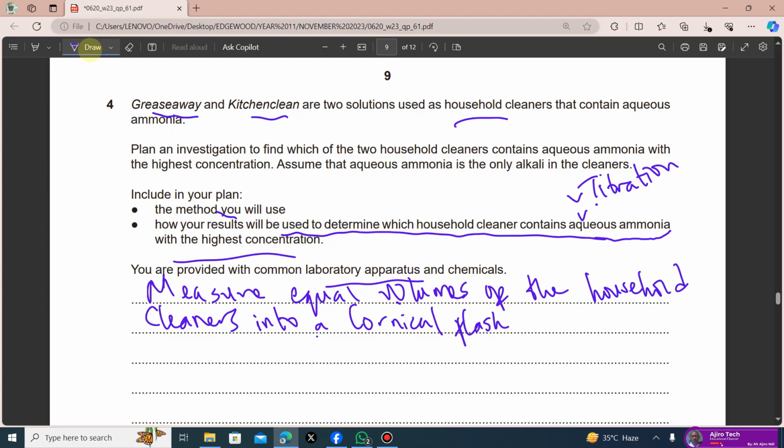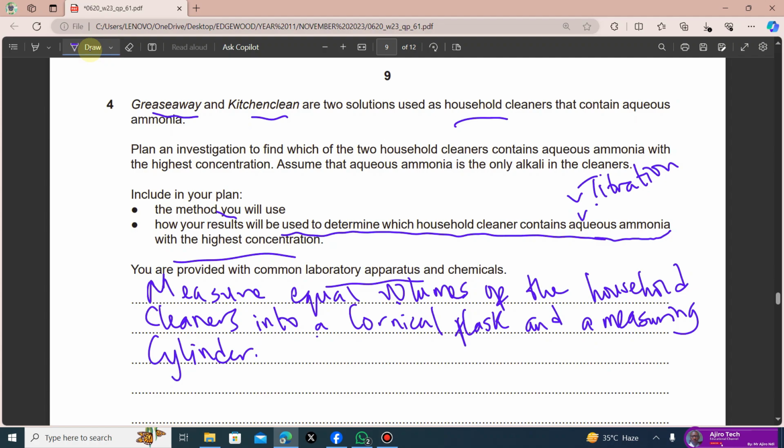Okay, so the next step is, after you've measured equal volumes of the household cleaners into the conical flasks, you mention the flasks that you use to contain it, and of course you also need a measuring cylinder or a pipette to do that. You use a conical flask to contain what you have measured, and then use a measuring cylinder or a pipette to measure the accurate volumes of each of them. Now, why are we using equal volumes? So that we can properly compare the two household cleaners.